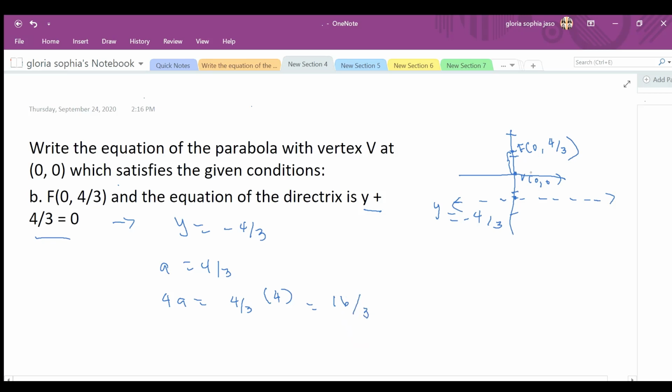Since the parabola opens upward, because this is the focus and this is the directrix, the equation that we will be using is x squared equals 4ay. So substituting our 4a, that's x squared equals 16/3 y. So this is the equation of the parabola.